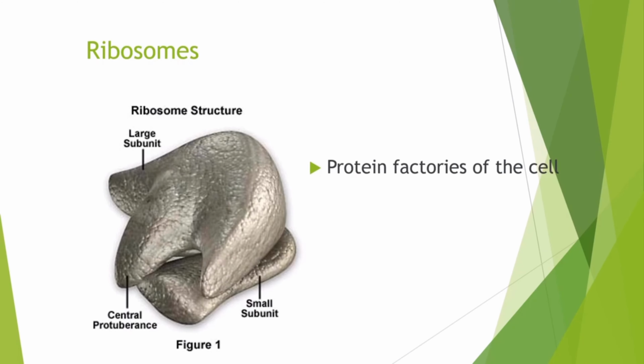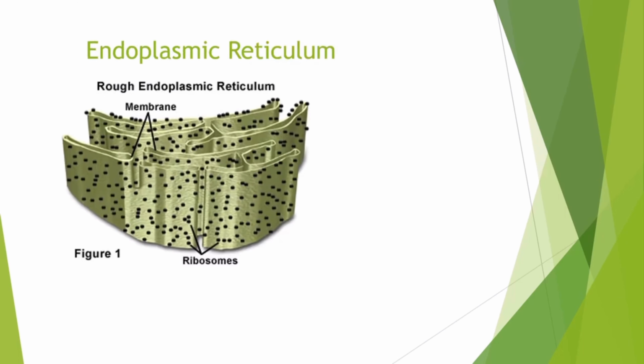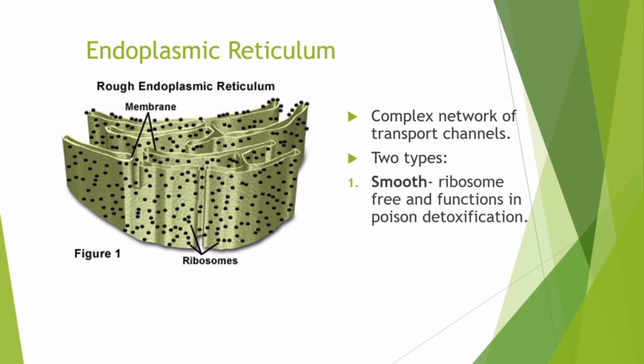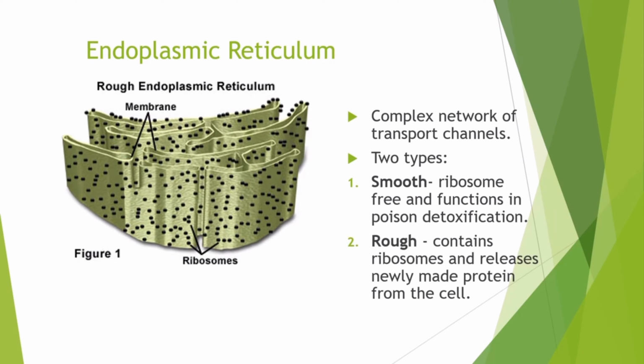Endoplasmic reticulum. These are complex networks of transport channels, and there are two types. Do you know what they are? We have the rough and the smooth. The smooth is ribosome-free and functions in poison detoxification. And the rough contains ribosomes and releases newly made protein from the cell.